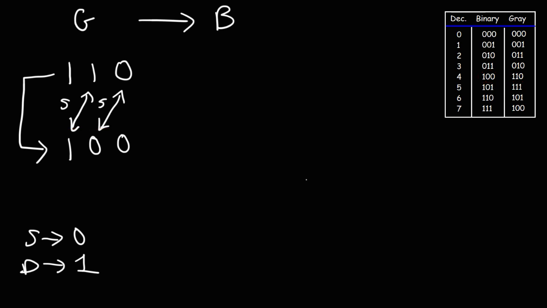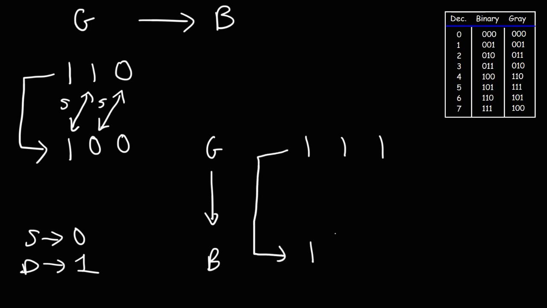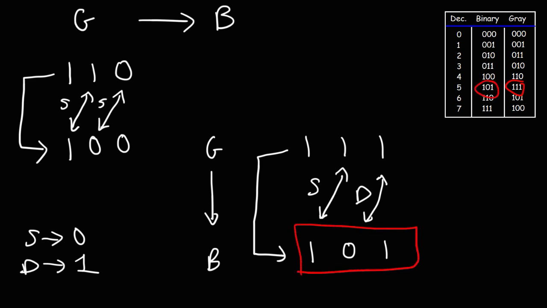Now let's try another example. So let's go from the gray code to the binary code. Let's say we're given a gray code of 111. What is the binary code? So first, let's rewrite the most significant bit. Let's put it here. So that's going to be 1, and then we'll compare these two. They're the same, so we're going to write 0, and then these two are different, so we're going to put 1. So a gray code of 111 corresponds to the binary code 101.